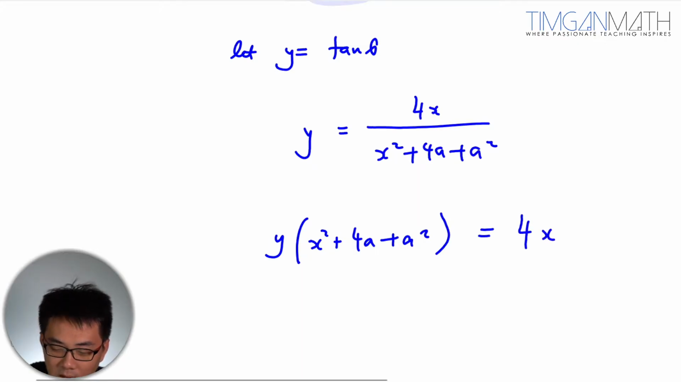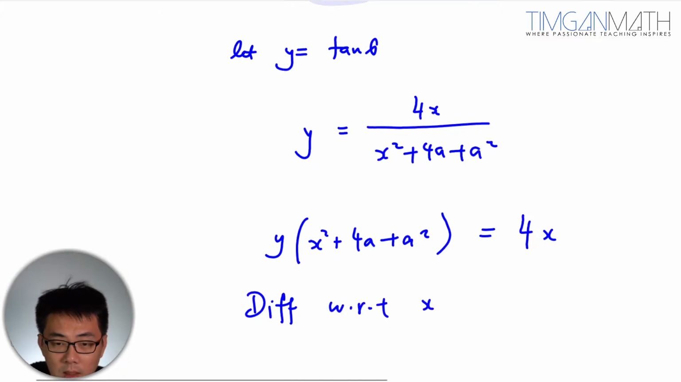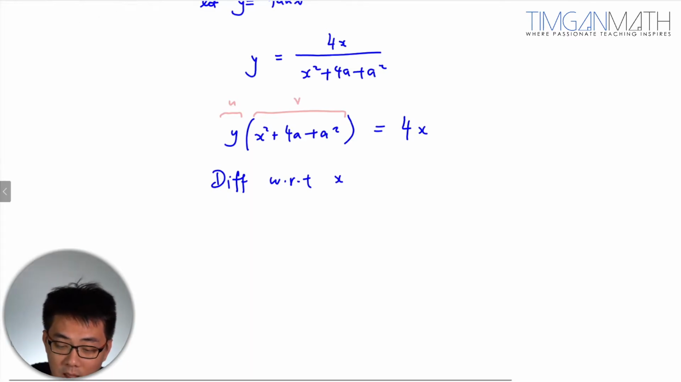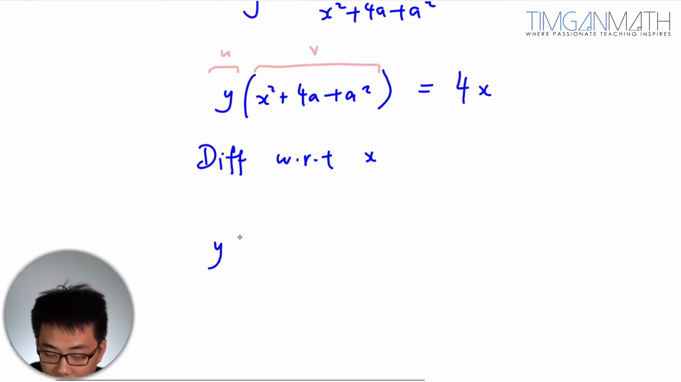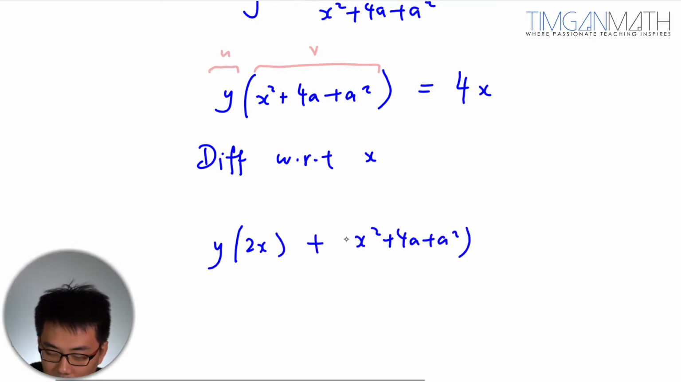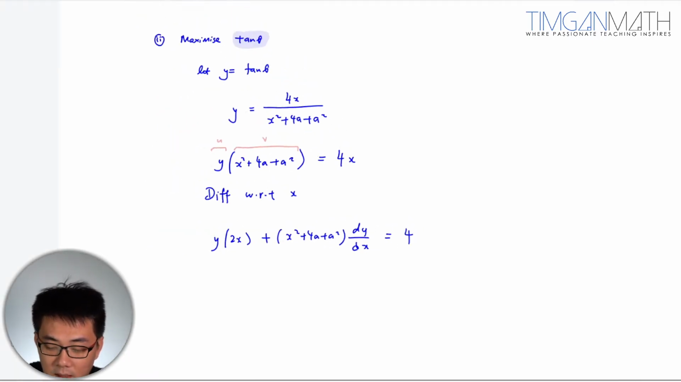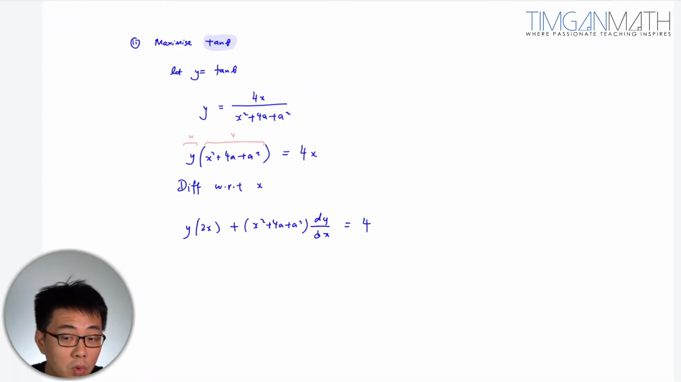So what I'm going to do is differentiate with respect to x. Then from here, this is u, and this is v, right? So by the product rule, keep the one on the left, differentiate, so it's 2x y, then plus x squared plus 4a plus a squared times dy dx, equals 4. Okay, so there you go. So this is my answer here. We don't need to show that it is a maximum.